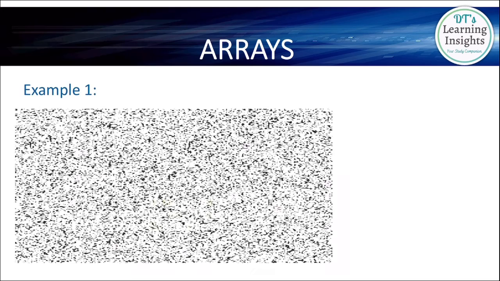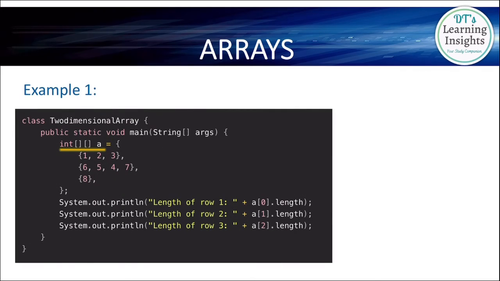Let's see an example. Here we are creating a 2D array called A, and it is having 3 elements in the first row, 4 elements in the second row, and 1 element in the third row. Then we are printing these lines where a of 0 is the first row of that array and a of 0 dot length gives us the length of that row. So that will be 3. Similarly, we can print the length of each of these rows using the array index.